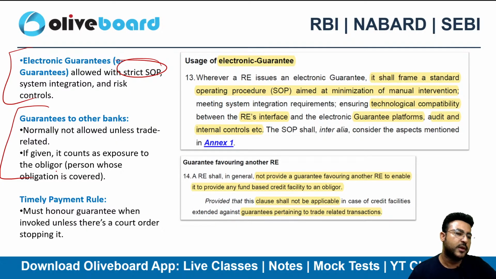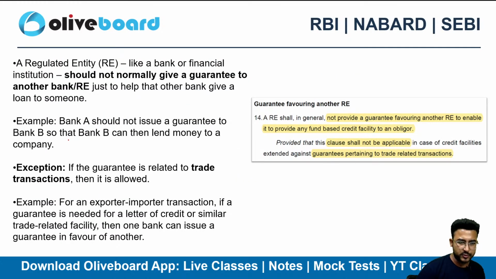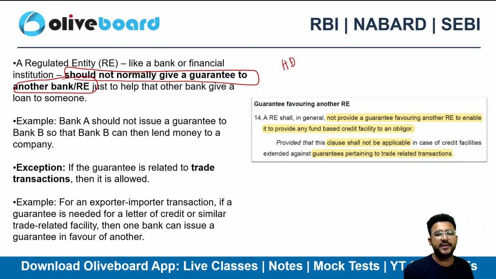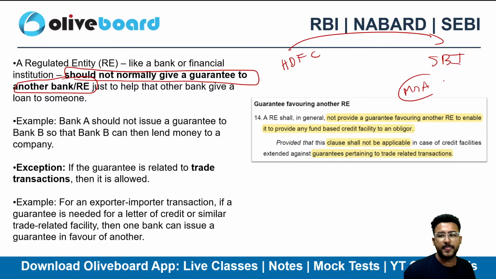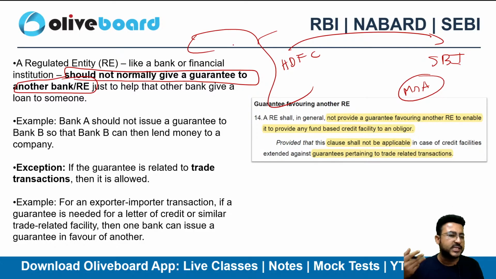Guarantees to the other bank. Normally this is not allowed. Normally this is not allowed. Do not provide a guarantee to another RE, but in case of a trade related transaction, you can do so, right? So regulated entities like a bank or financial institution should not normally give a guarantee to another bank or RE. So HDFC Bank should not give a guarantee to SBI that this particular person will pay the money. This should not be the usual case, but it is allowed if this is a trade related transaction.